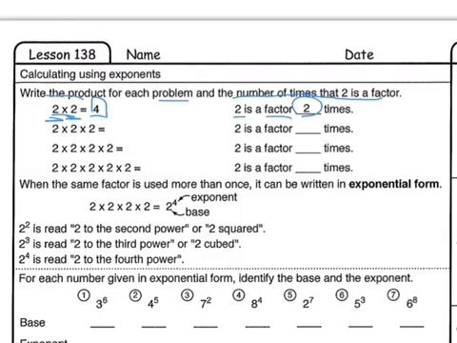So here we have 2 times 2 times 2. Now you might be tempted to say that that's 6, but it's not 6. It's not 2 plus 2 plus 2. It's 2 times 2. You can only do 2 of these at a time. You can't do 3 of them at a time in your brain, really. 2 times 2 is 4. And then 4 times 2 is 8. So you should write 8 in there. How many times do you see the number 2 there? You see it 3 times.